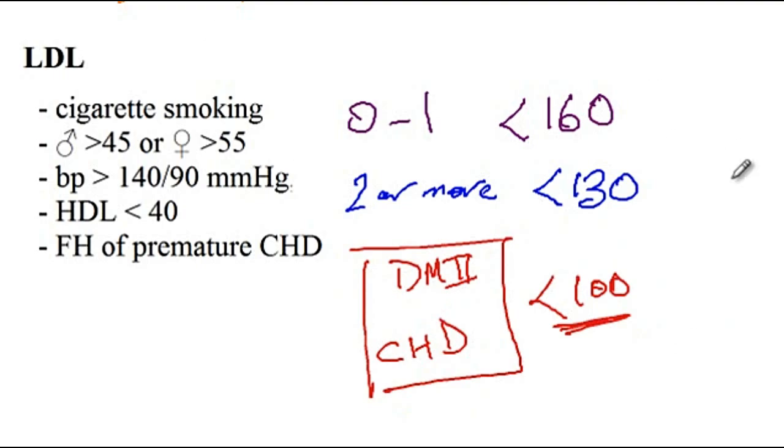And this is actually a very important concept, particularly for step 2 and step 3 USMLE exams. And that concludes our discussion of this video.